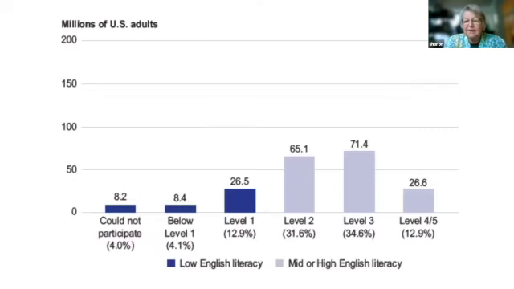Here's some statistics. In the dark blue, these are by the millions of people. 8.2 million people could not even participate in this test because they couldn't read well enough. 8.4 million are below level 1 of reading, and 26.5 million are at level 1, which is still not good enough. These are all your functionally illiterates. Okay, then we get into the mid and high English literacy, and we have a few million there, but only 26 million who are at the top.